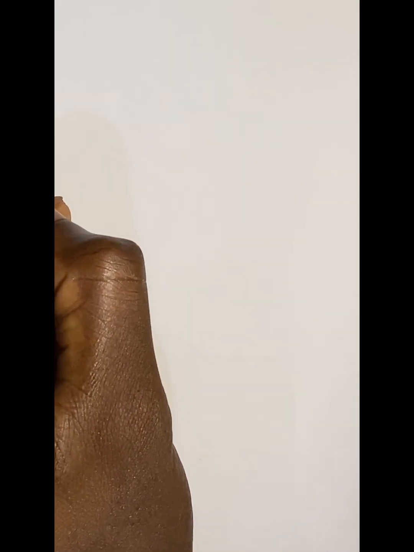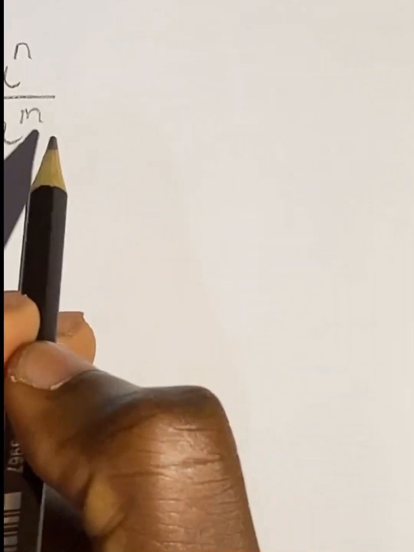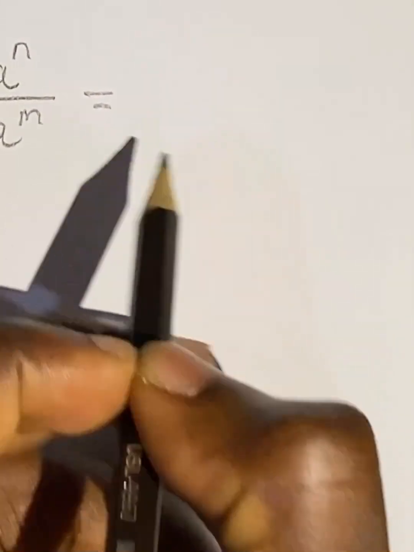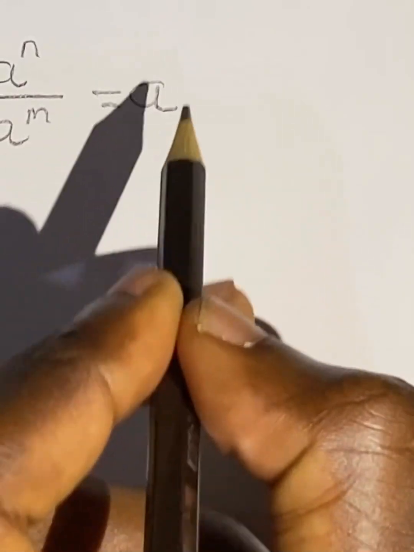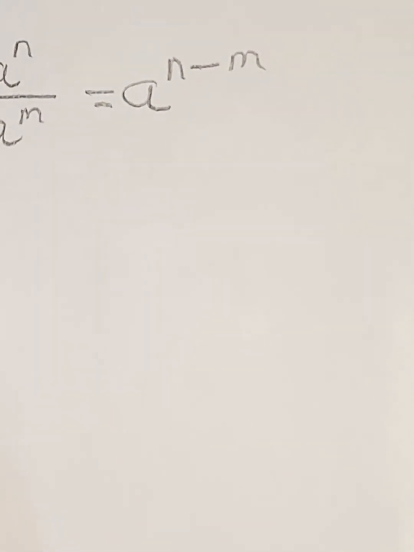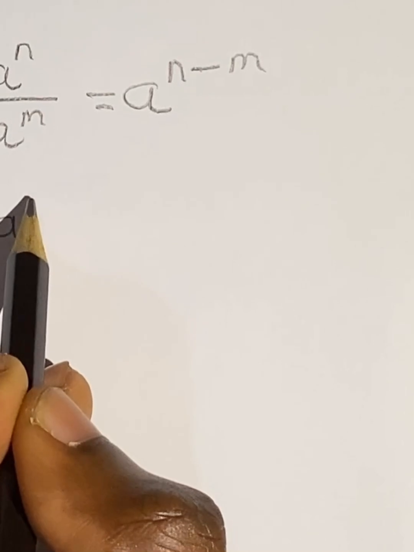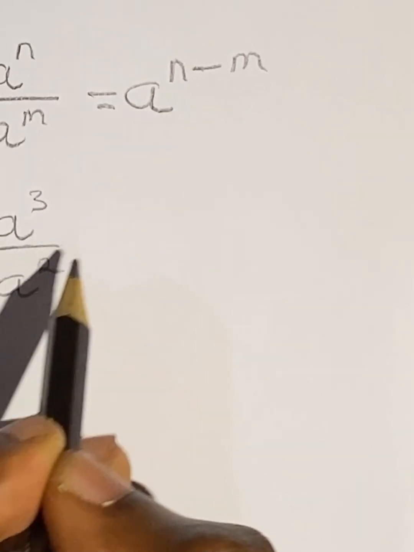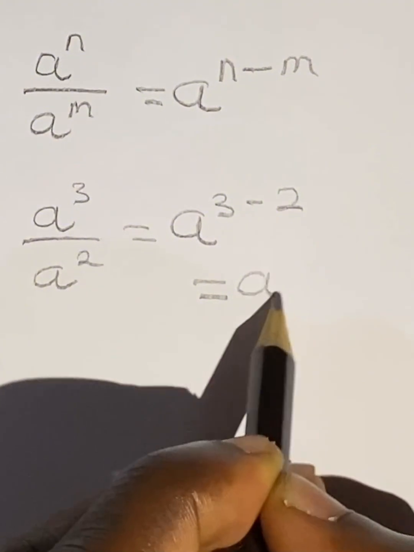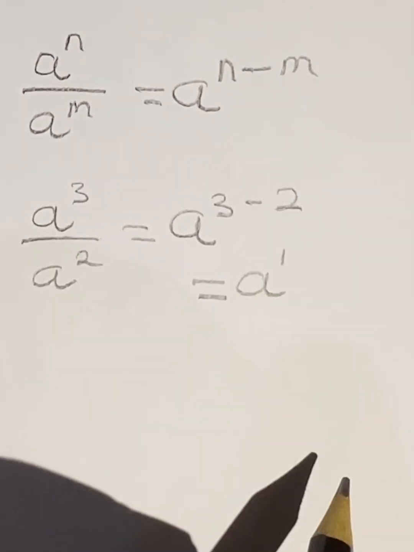Beginning quotients. Now with quotients of indices, it's very similar to multiplication. This is where we have A raised to the power n over A raised to the power m. Now with division, that is quotient, division we subtract, and multiplication we add. So what we are supposed to do over here is A as our base, then n minus m as our exponent. So taking into consideration an example where we have A raised to the power 3 over A raised to the power 2, this is going to give us A to the power 3 minus 2. Then we are getting A, which is A raised to the power 1, as our final answer.